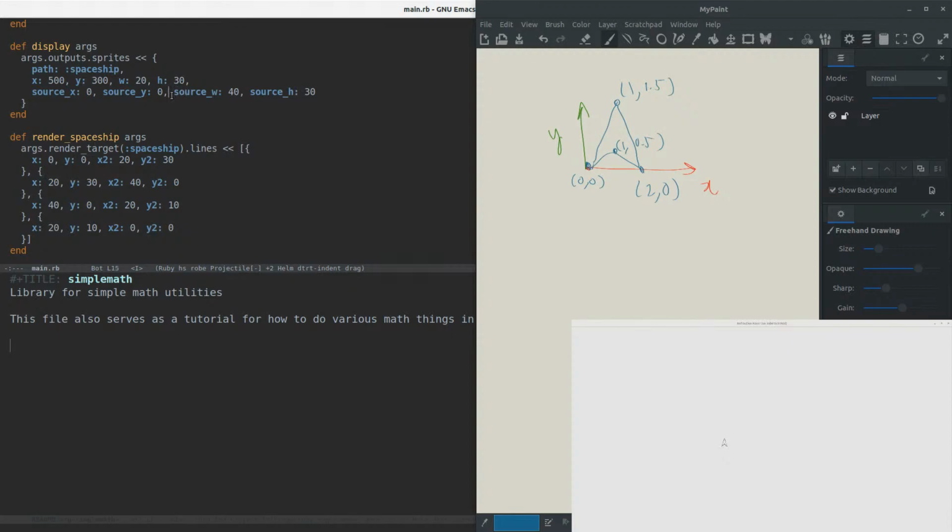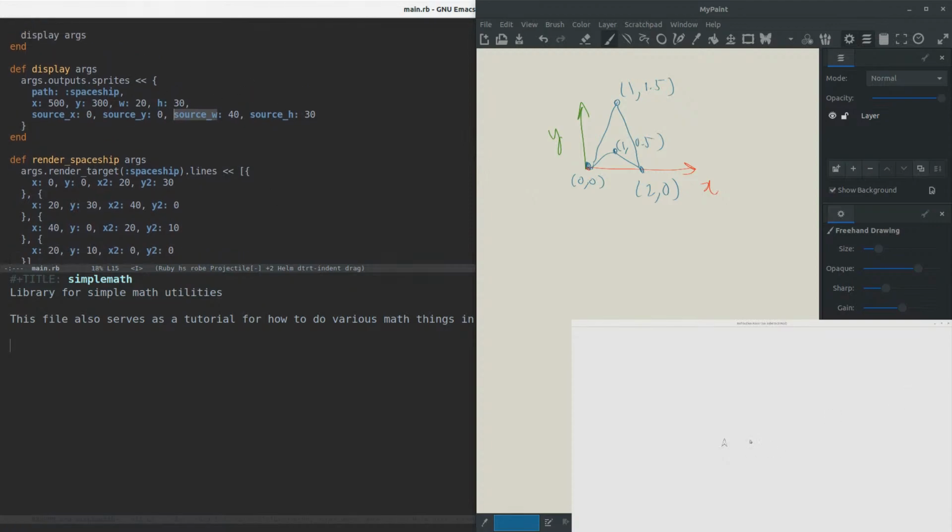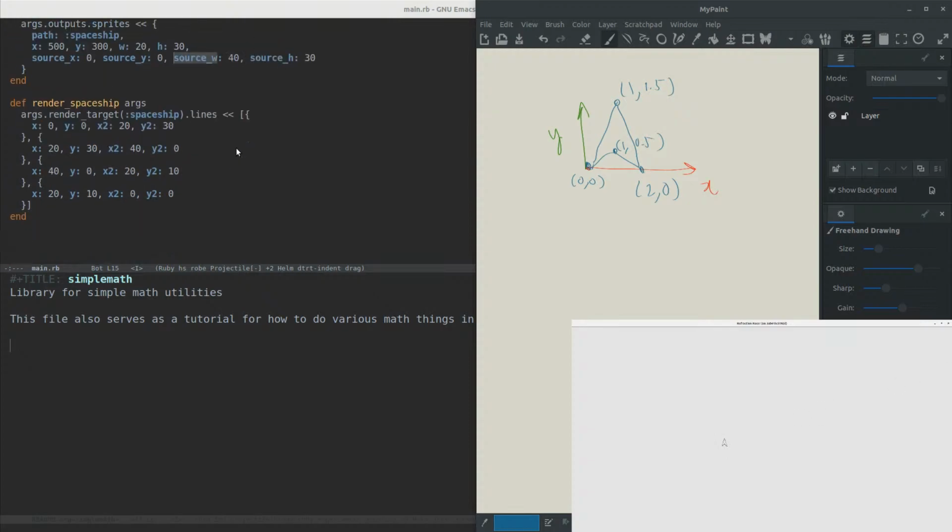Can I? Well, I think I still... It looks like I need the sources. Or at least I need some of the sources. I'm not sure about the width and the height. I might not need those. No, looks like I need those too. So, yeah. Render target. Obviously, we would want to do something a little bit cleaner later on, but we can do that after we've done the intersection code.